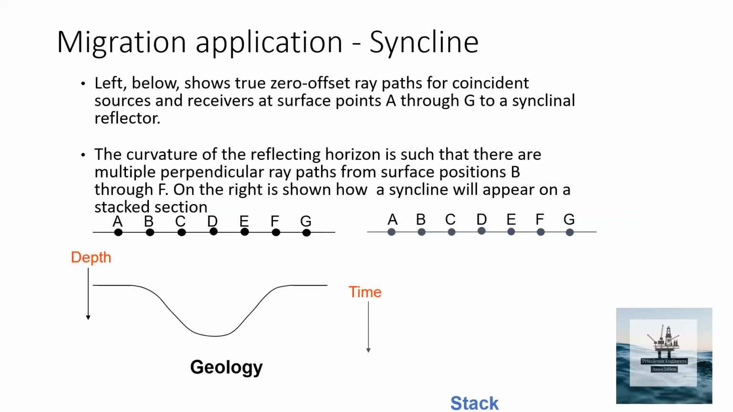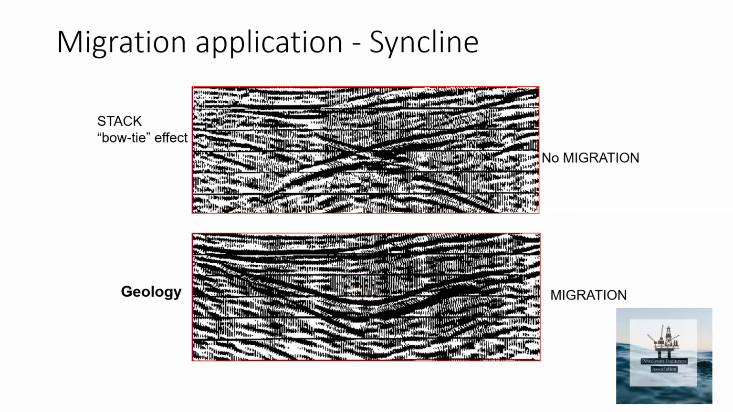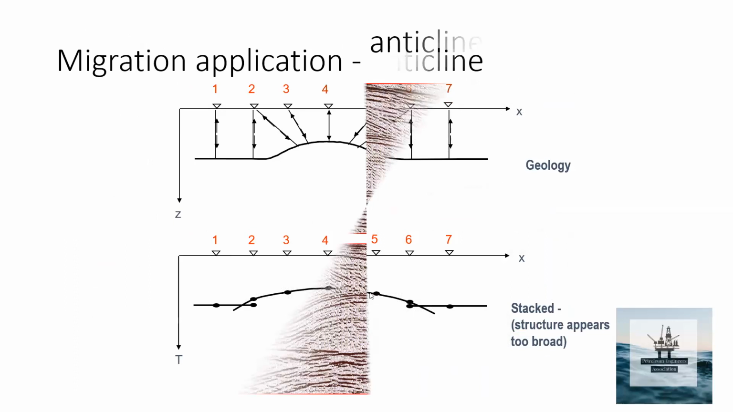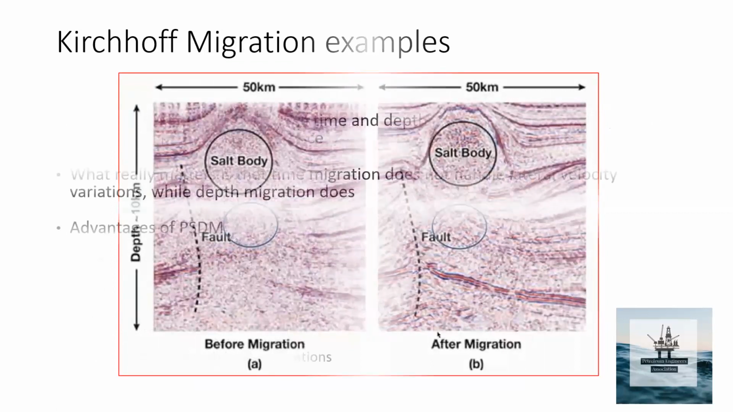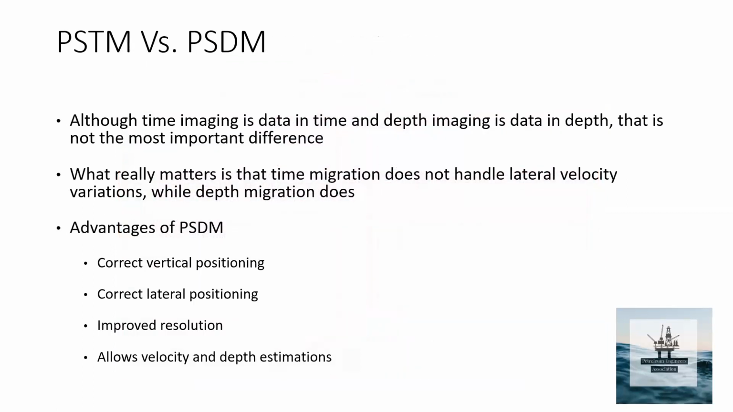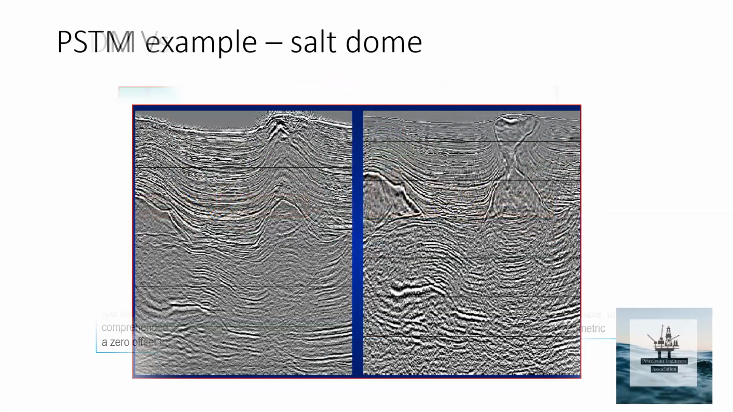Then we went to the migration part, which is the main target of any processing project. And we explained what migration is. It is a process done to relocate the traces in terms of distance and time, to go to the real geological settings. And we showed a few examples, the difference before and after migration. Then we compared PSTM versus PSDM, pre-stack time migration and pre-stack depth migration, and why we consider depth migration better than time migration. We gave an example between PSDM and PSTM. And today we are going to talk about the interpretation.